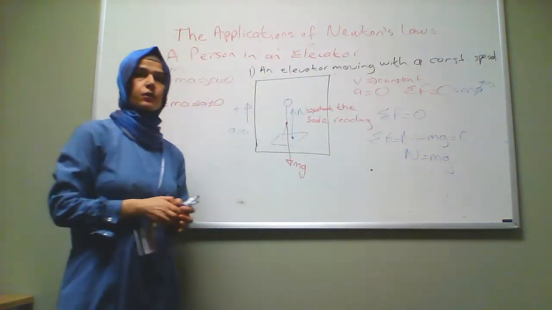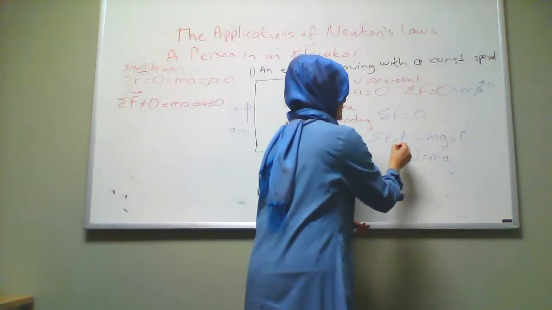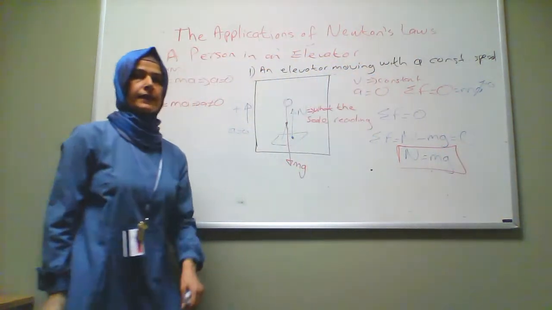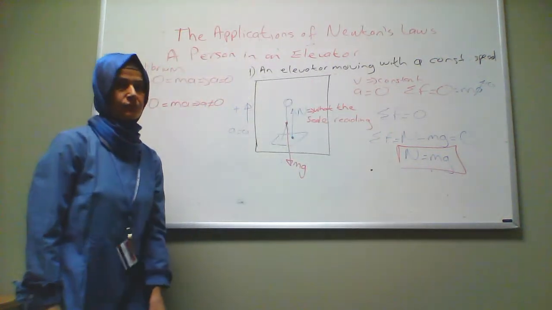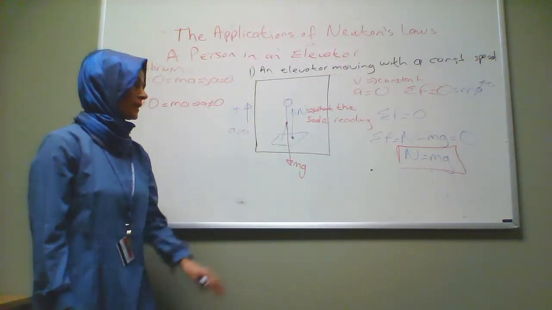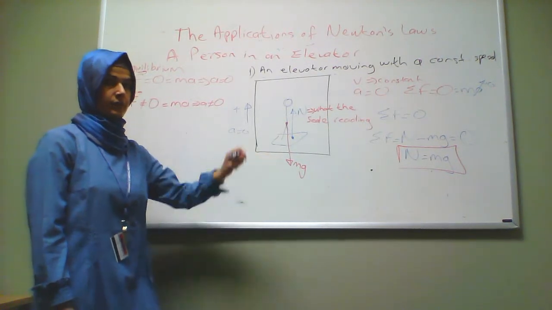So if the elevator is going up or down, it doesn't matter. The scale will be reading your normal weight, mg, and N again is what the scale is reading. You'll get some questions about these. Constant speed, 0 acceleration, equilibrium.